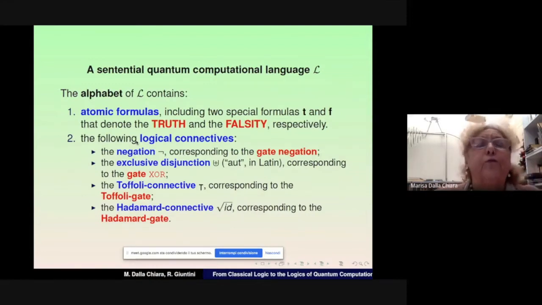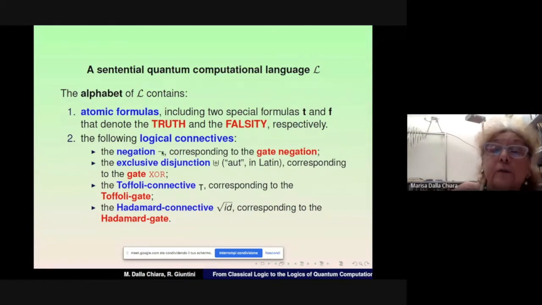There are different forms of quantum computational logics. Quantum computational logic is not unique. Anyway, I will refer today to the simplest form of quantum computational logic that is formalized in a sentential language. So let us call this language L. And the alphabet of this language contains atomic formulas, including two special formulas, T and F, that denote the truth and the falsity, respectively, and the following connectives.